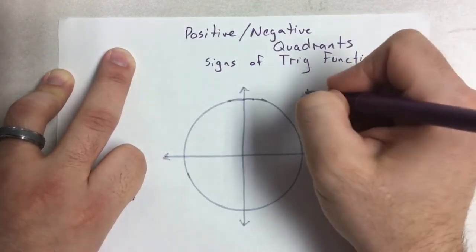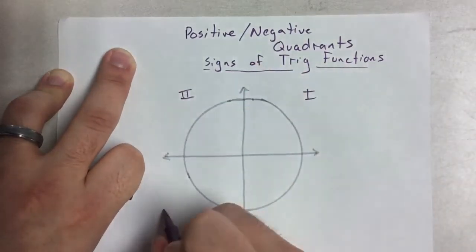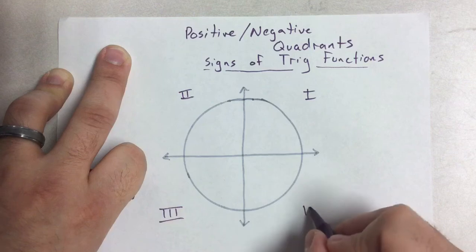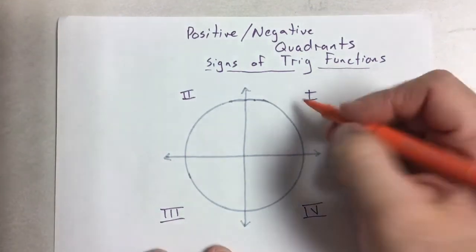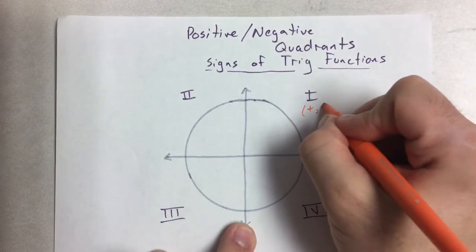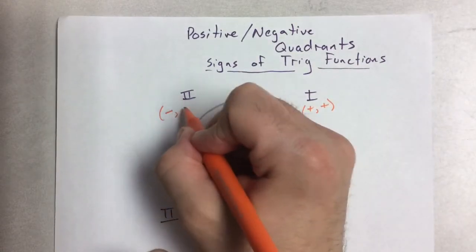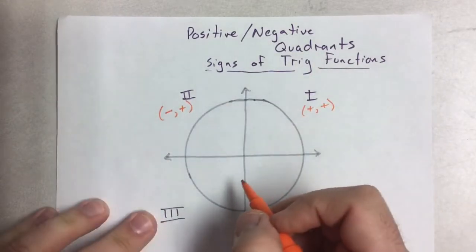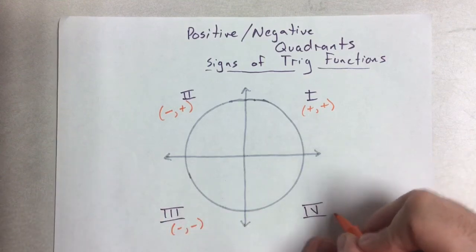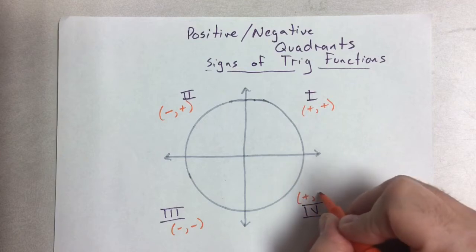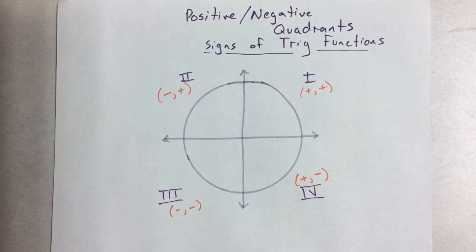All right, so we have quadrant 1, quadrant 2, quadrant 3, and quadrant 4. So we know, just from our understanding of the Cartesian plane, that in quadrant 1, our x and y components are going to be positive. Quadrant 2, x components negative, y components positive. Quadrant 3, they are both negative. In quadrant 4, we have positive x component, negative y component.